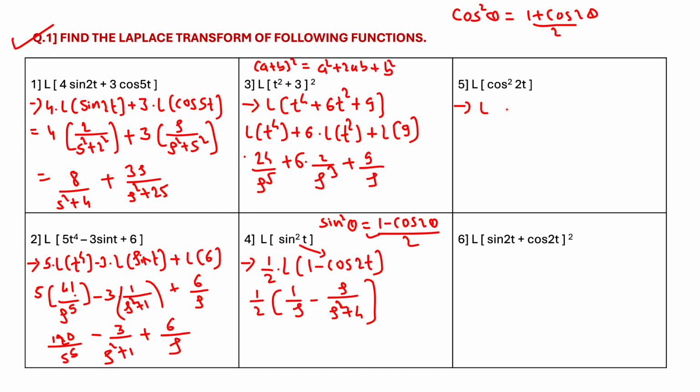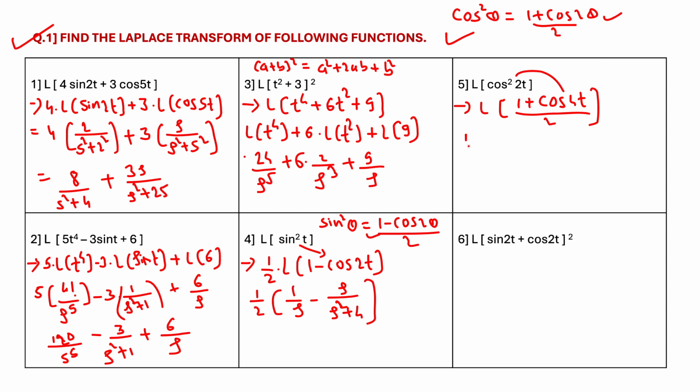So Laplace of cos square 2t, I can directly apply this formula. The formula will be 1 plus, now you can see here for theta we have considered 2 theta, so for 2t you have to consider its double angle, that is cos 4t, and divided by 2 stays as it is. If the angle is 2t you have to consider 4t; if the angle were 3t, then we would have considered 6t. Remember this.